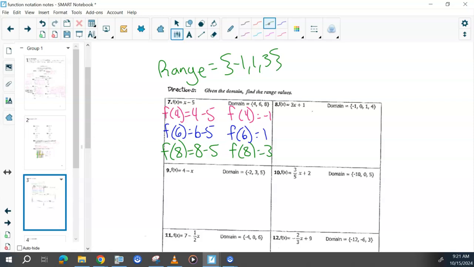Any questions about that? Are there any of these that we would like to go over before we move on to the next page? Yes, that's what we're about to do next.